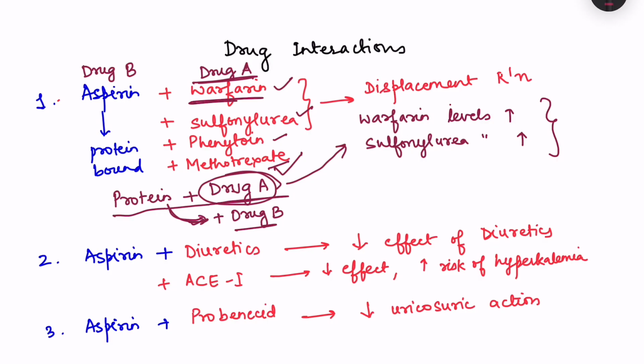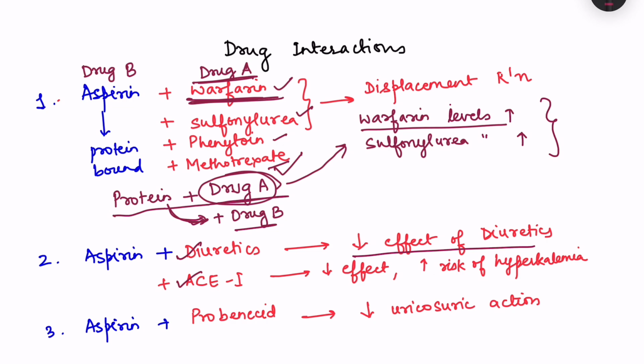So we need to consider decreasing the dose of these drugs. But with warfarin, the oral anticoagulant, we have seen that aspirin already decreases platelet aggregation, and if you give it with oral anticoagulants, it will further increase the bleeding tendency. Plus warfarin levels are also going to increase, which also increases the bleeding tendency. So aspirin is best avoided with oral anticoagulants. Then aspirin given with diuretics and ACE inhibitors decreases the effect of these drugs. So antihypertensive action is decreased.